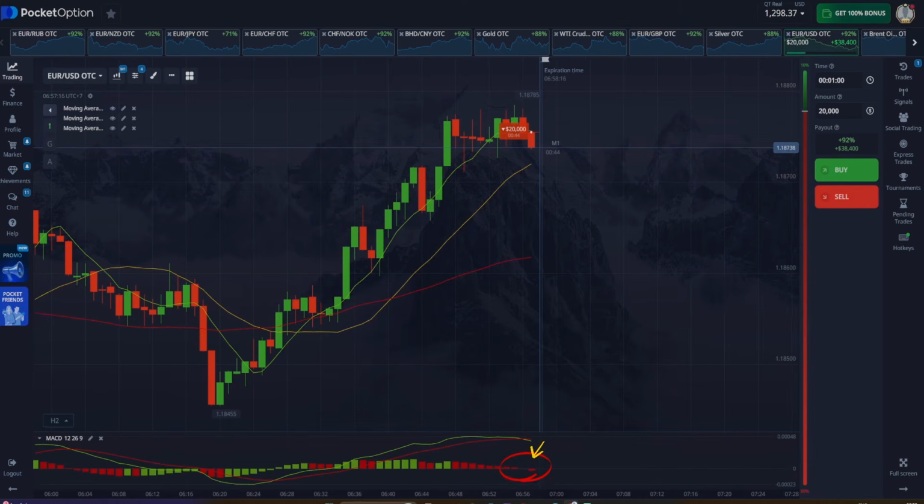Extra confirmation is visible on the histogram turning red and extending downward, which indicates increasing selling pressure. Situations like this often mark the beginning of a deeper downward move. So, I'm taking a sell on the MACD crossover. Let's watch the result together.